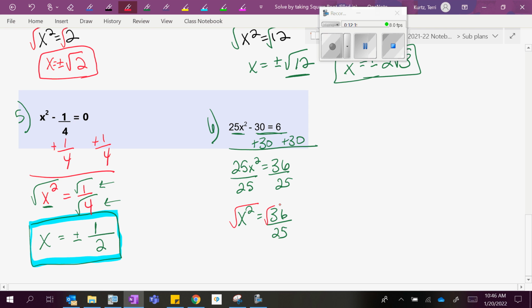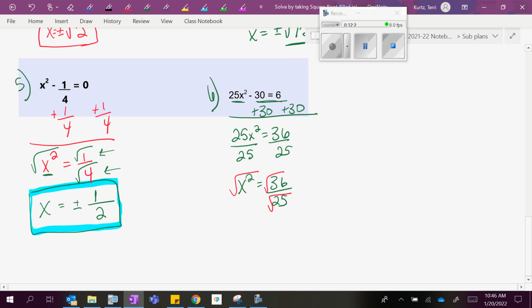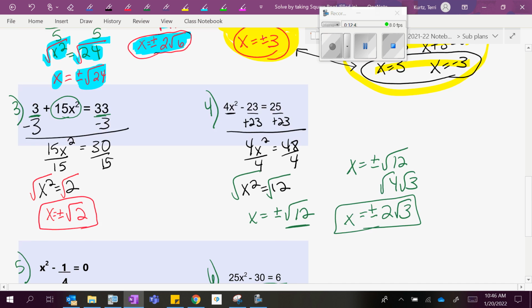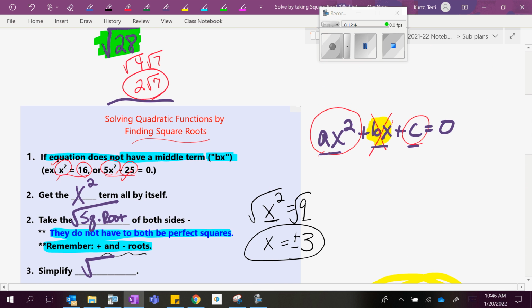We take the square root of everything. And we get x equals plus or minus, always plus or minus when you're taking square root in an equation. Square root of 36 is 6. Square root of 25 is 5. So boom, we're finished. Okay. So again, pretty straightforward method. Again, you can only use it when you only have that x squared term and a constant or a number.